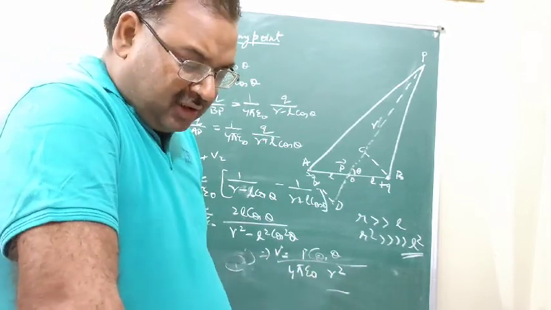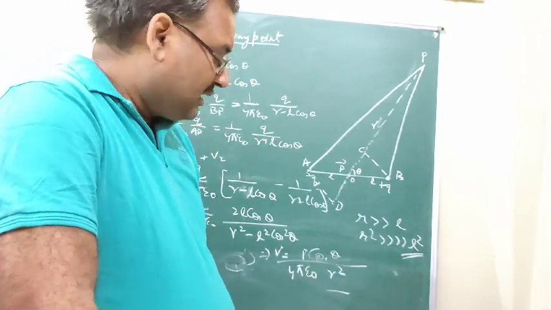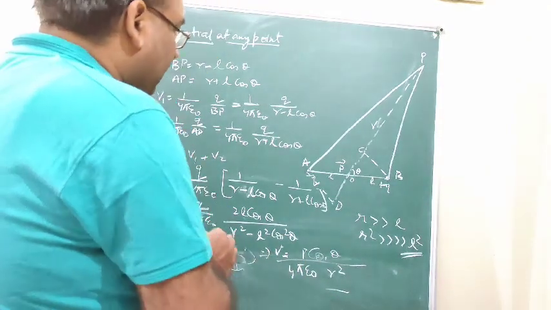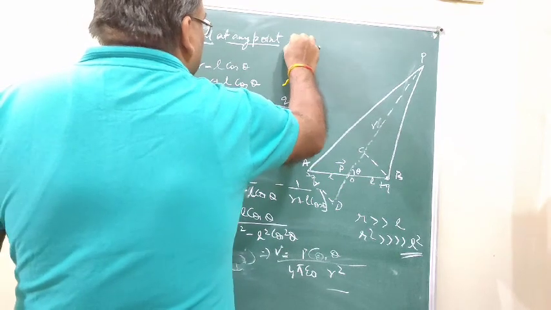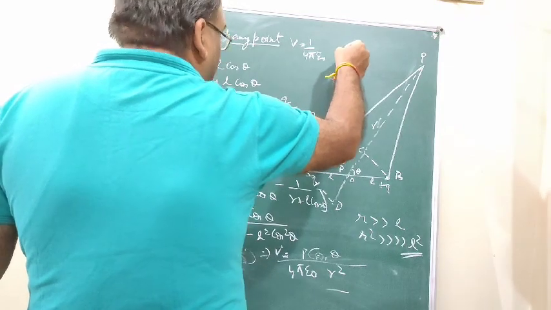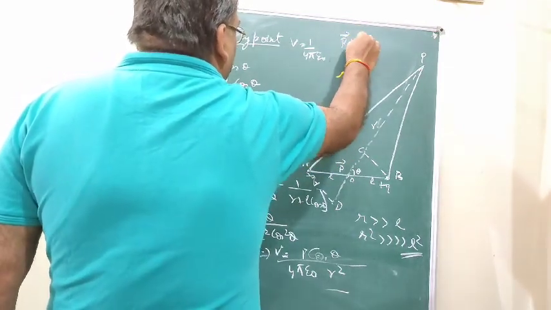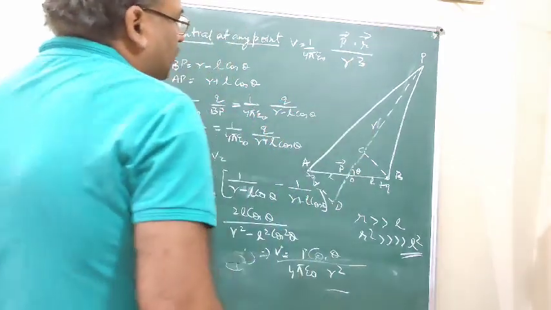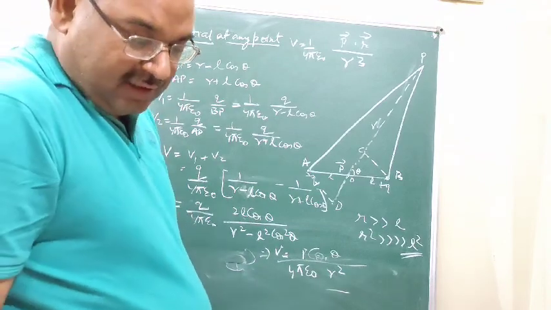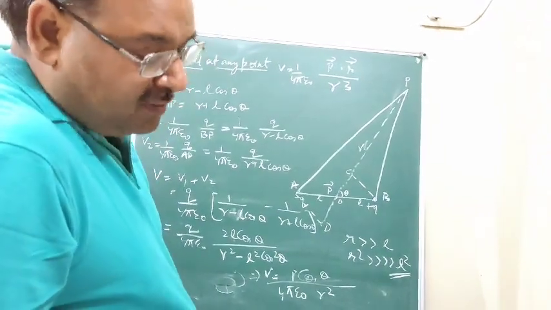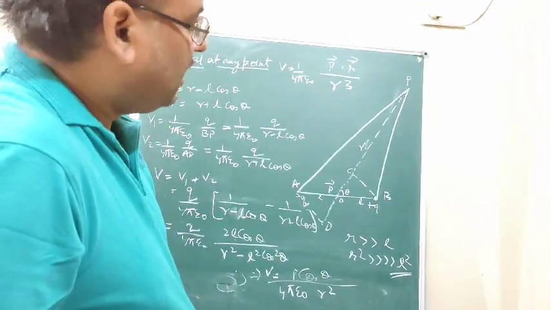Now P is a vector quantity. So if we multiply with the displacement vector R, we can get the vector notation. The formula will come out to be V is equal to 1 upon 4 pi epsilon naught P dot R upon R cube. So this is the formula for electric potential in vector form.